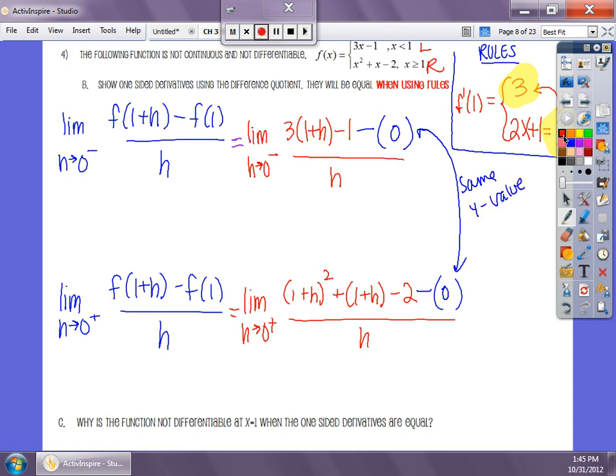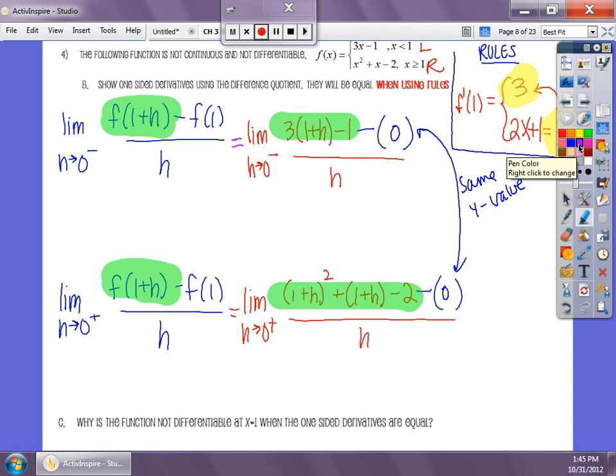So the difference is, and I'm going to highlight it in green, the difference is this piece right here. That's what gave us this in red, and that's what gave us this in red. And that's the part that's actually different when you do one-sided derivatives. Now I'm just going to take the time to simplify this guy.